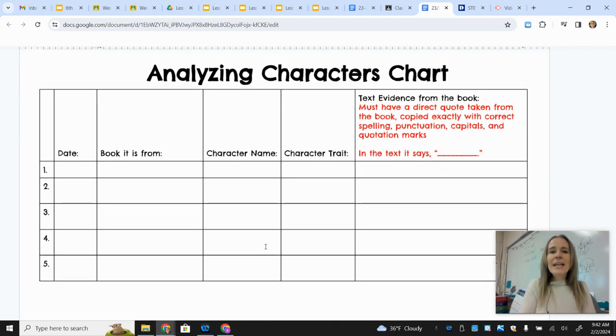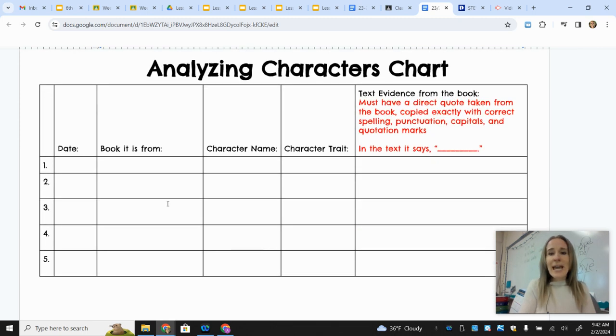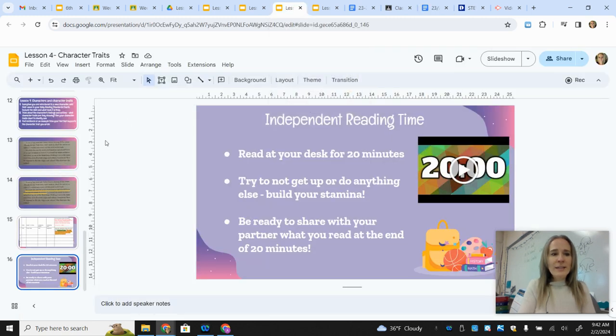All right, the analyzing character chart is again staying the same. You would put your date, the title of the book it's from with a capital letter on the title, character name with a capital letter on the character's name, and then you might put the character trait first, or you might wait to put your character trait until you go in and find good text evidence that shows that character trait. So let me just remind you of what that's going to look like.